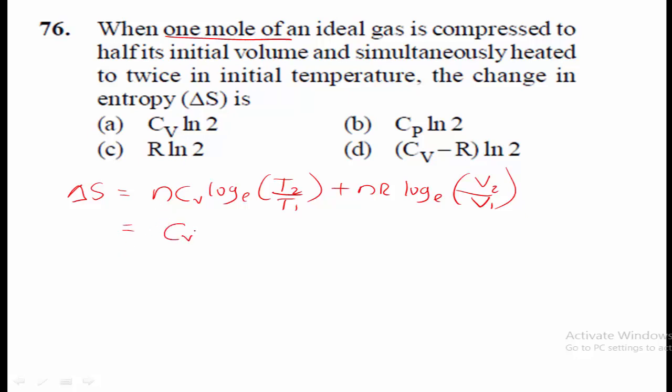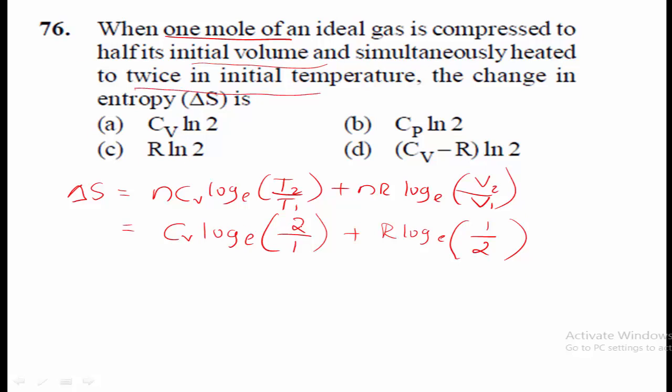Therefore what you will get? Cv ln, T2 is 2 and T1 is 1, plus n is again 1, R ln of 1 divided by 2, because the gas is compressed to half its initial volume. Therefore it is half, and simultaneously it is heated to twice its initial temperature. So we have taken 2.